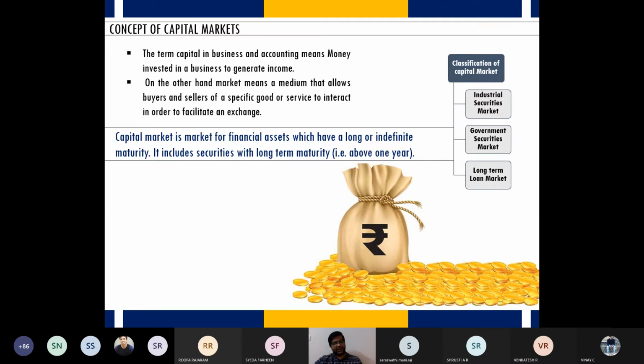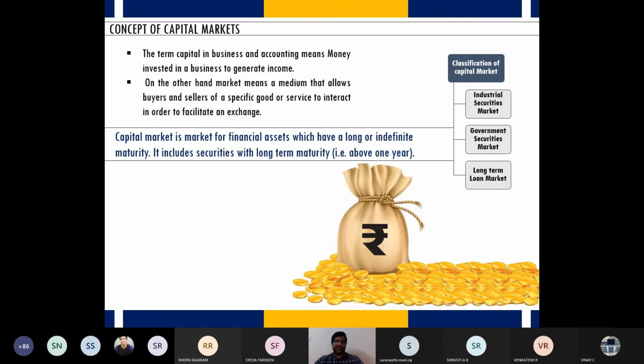So industry, government, or individuals. Don't get confused and think too much over these terminologies. Basically, these are the terms given for specific transactions. All these terms are given based on who's the borrower. Borrower is a corporate: industrial securities market. Borrower is the government: government securities market.